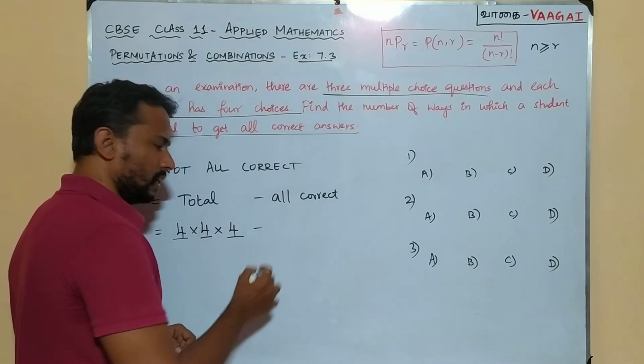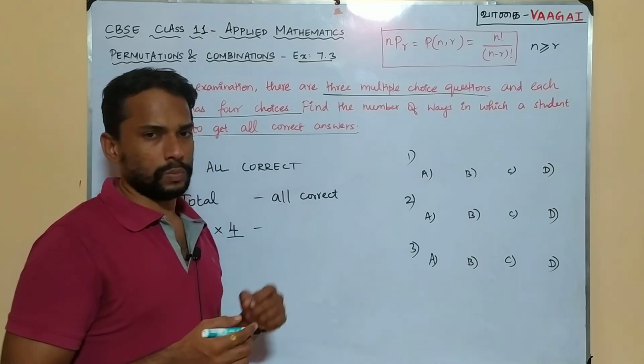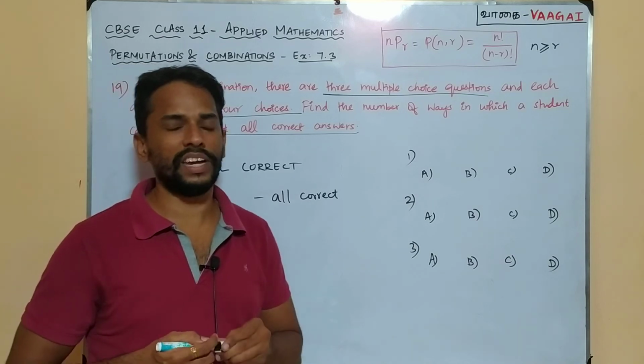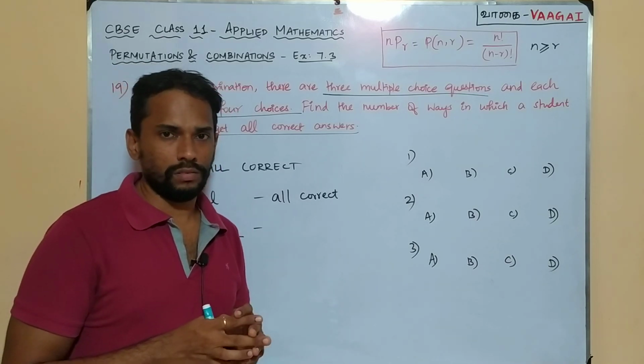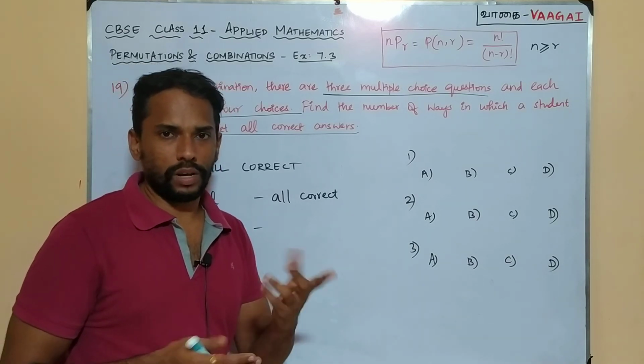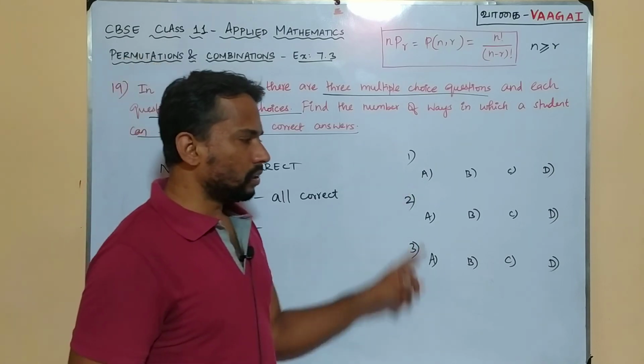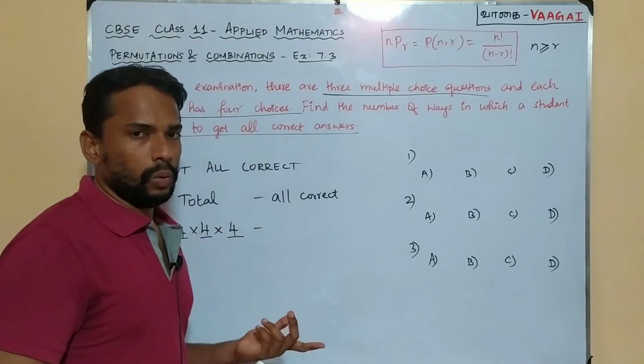Now from this, minus, what do you think about this possibility? All correct. In how many ways can he attend all the 3 questions correctly? That can be done in only one possible way. Correct, right? Why? Because all 3 are correct. He can attend it in only one way. Why?